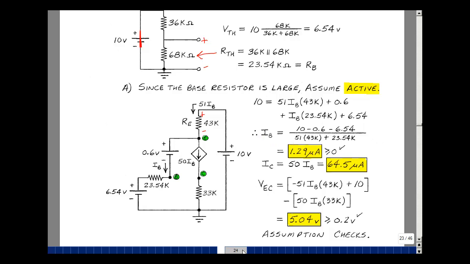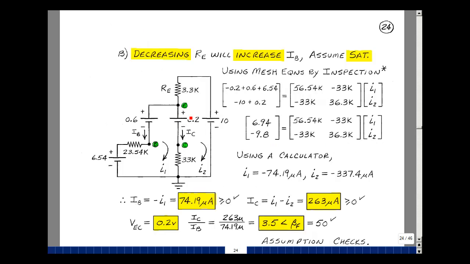So let's guess that. I'll take my active region model out and then put in the saturation model. So in the emitter and the base, I've got a turn-on voltage of 0.6, but now I've got the emitter collector voltage equal to the saturation voltage of 0.2. And then change the value of R sub E to 3.3K.